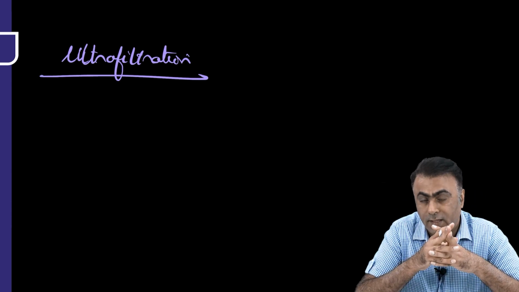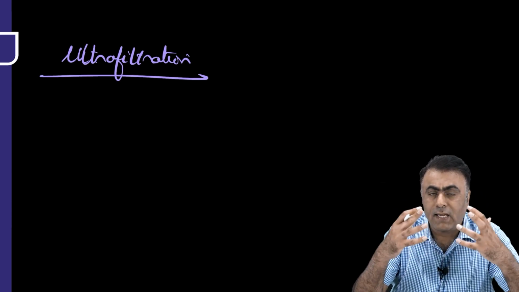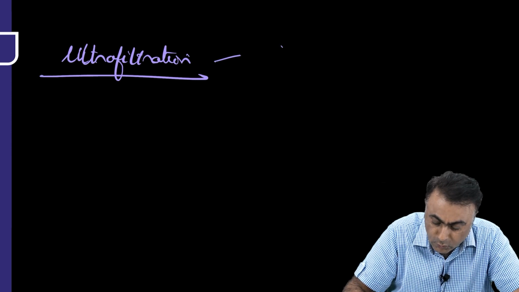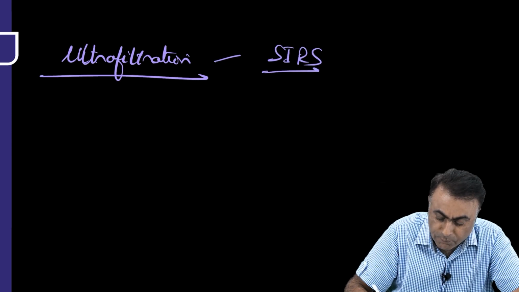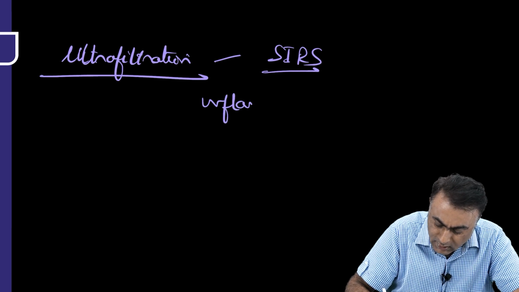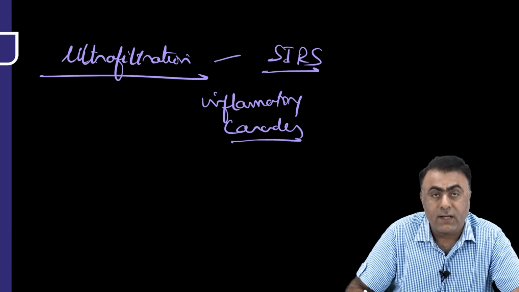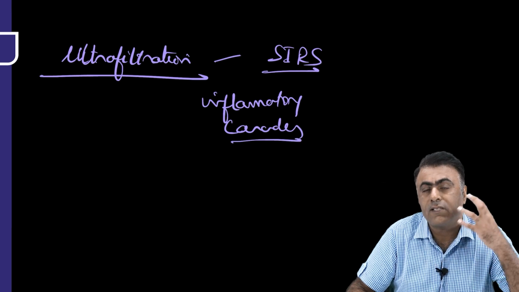when we put the patient on cardiopulmonary bypass, it activates a lot of inflammatory mechanisms. It can lead to systemic inflammatory response syndrome. It activates the inflammatory cascade. It activates the thrombotic mechanisms. So because it activates the inflammatory cascade, the patient can go into systemic inflammatory response syndrome.